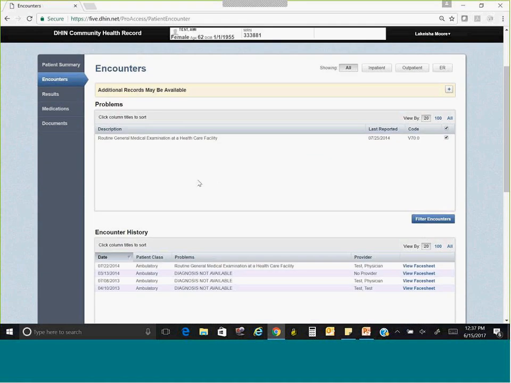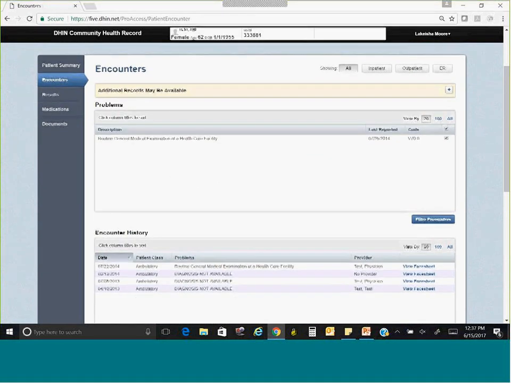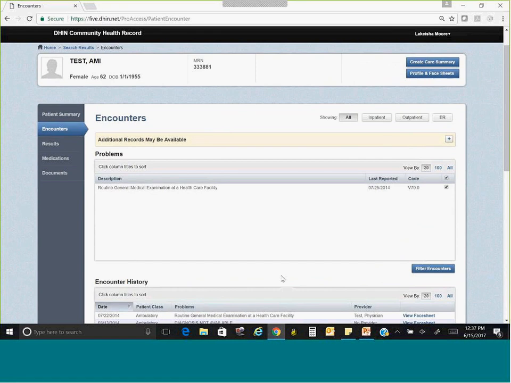So here we say, okay, well, she had a few encounters, but this is where I'm thinking, especially if you have a patient that's in front of you and they said, yep, Lakeisha, I was in the hospital yesterday, and maybe they went to the emergency room, and you're thinking, okay, I don't see that here.